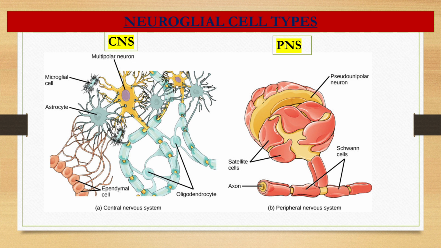In the central nervous system, the neuroglia present are astrocytes, microglial cells, ependymal cells, and oligodendrocytes. These are the neuroglial cells present in the central nervous system. The central nervous system is the brain and spinal cord. However, in the peripheral nervous system, like in cranial nerves and spinal nerves, the neuroglial cells present are Schwann cells, which are responsible for myelination, and satellite cells. These are the two specialized cells present in the peripheral nervous system.